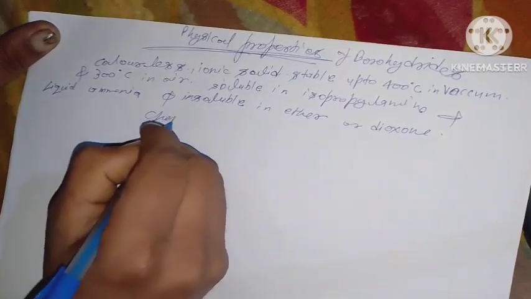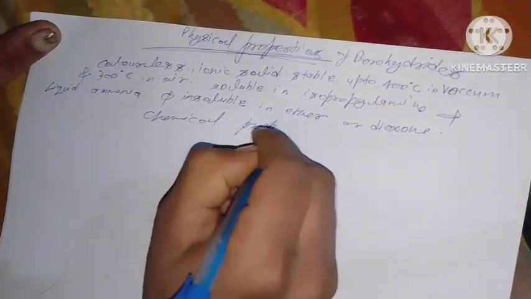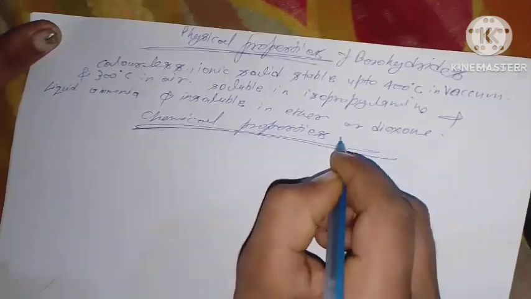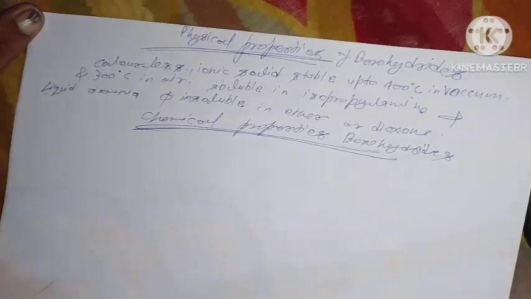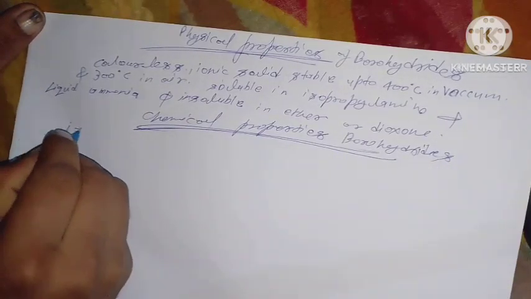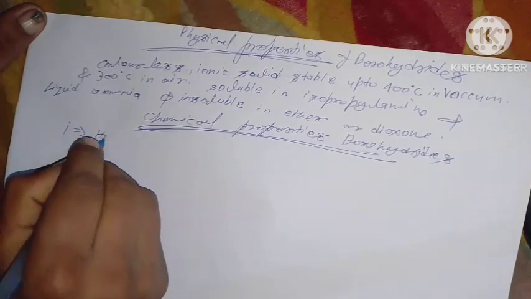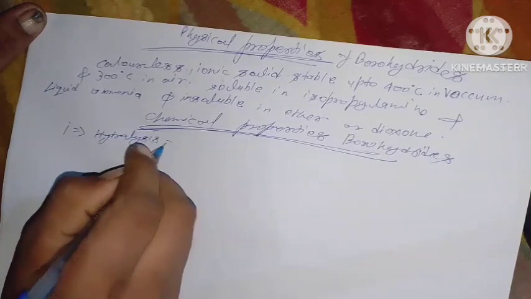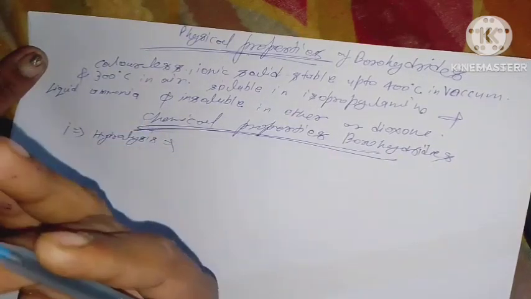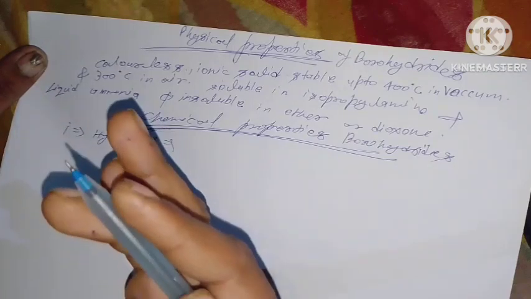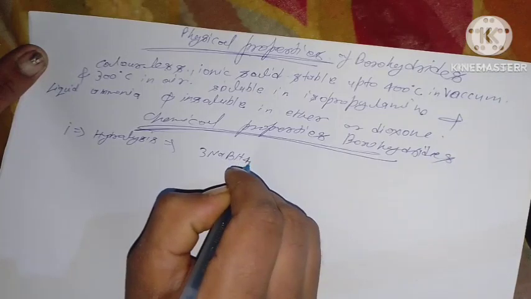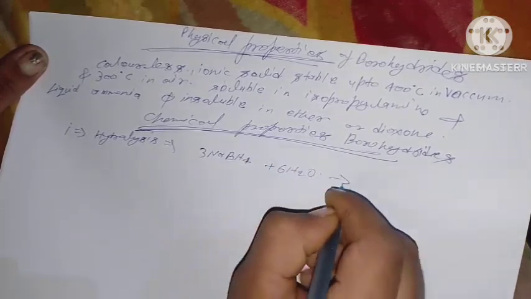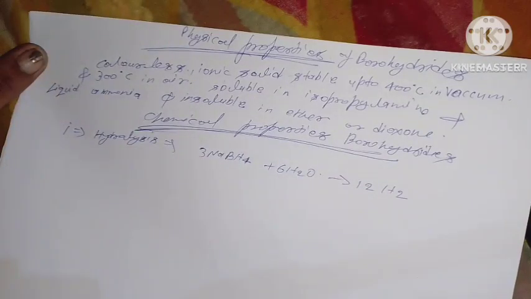Chemical properties of borohydrides. First point, hydrolysis. It is decomposed with cold water and produces hydrogen gas. It is rapidly hydrolyzed with hot water. 3NaBH4 plus 6H2O makes 12H2.